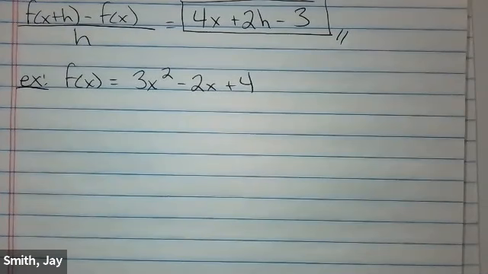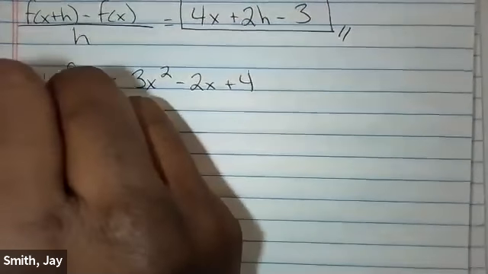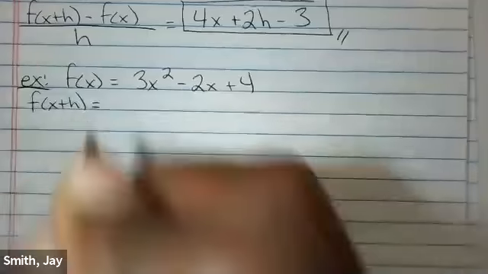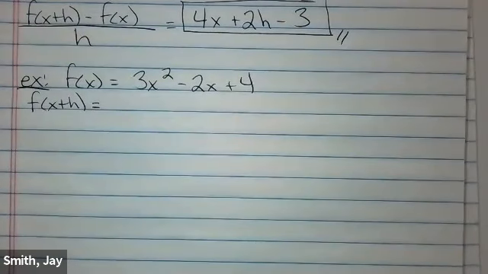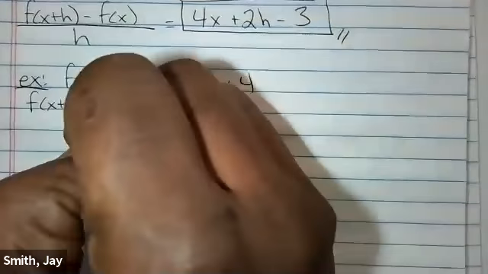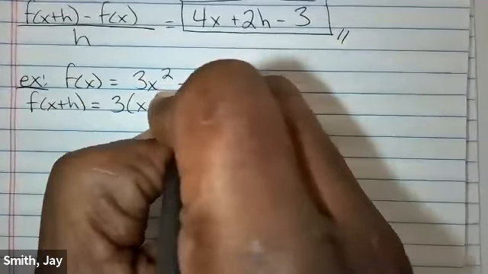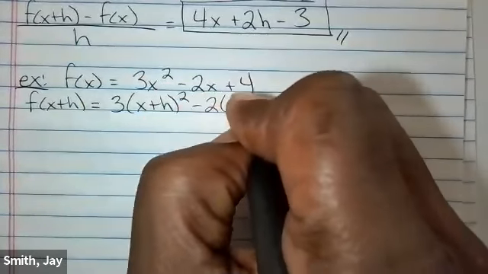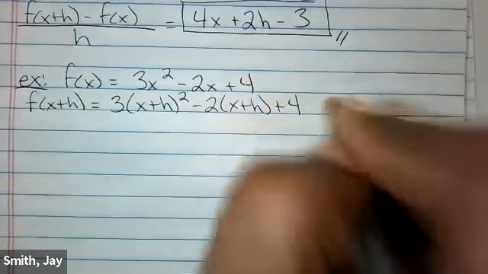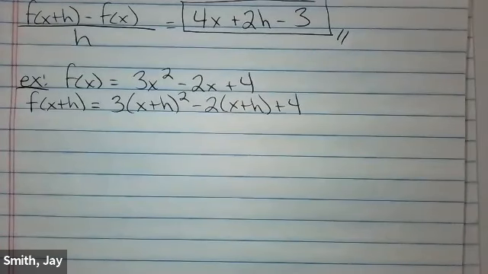Right. So remember the difference quotient, we need f of x plus h as well as f of x. We're already given f of x. We need to find f of x plus h. F of x plus h, this means that we're going to replace every x in f of x with x plus h, which is a lot to say, not very much to do. It's essentially substitution. So f of x plus h will be 3 times x plus h squared minus 2 times x plus h plus 4.